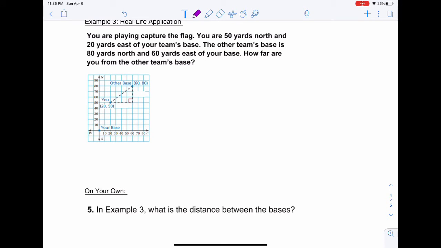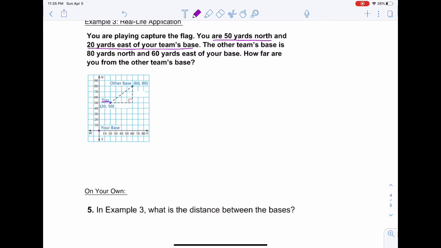So here you're playing capture the flag. You are 50 yards north and 20 yards east of your team's base. So if you look, here's your base right here. This is where you are. You're standing right here. Okay, they said 50 yards north, 20 yards east. So that's your coordinate right there.